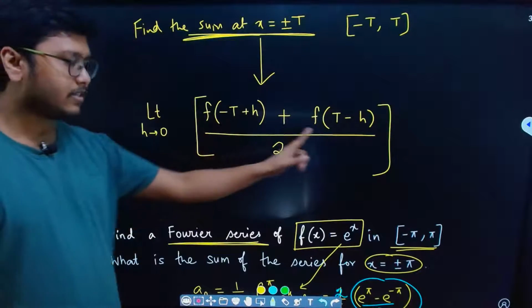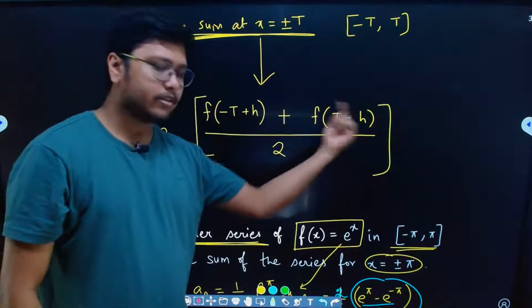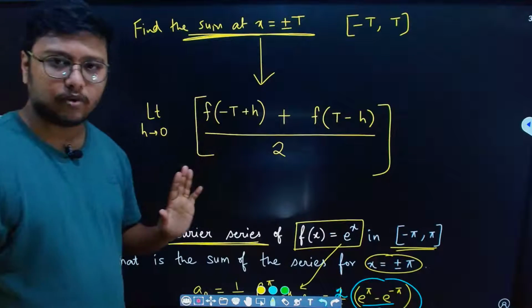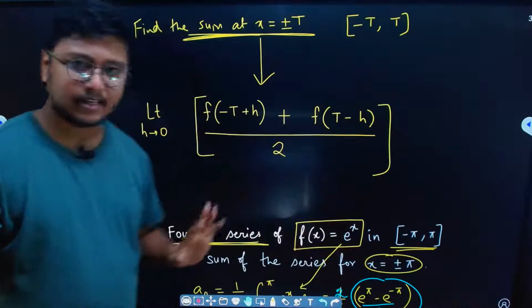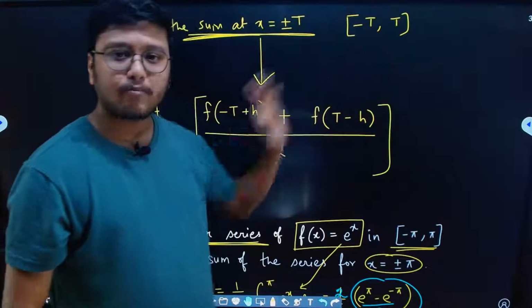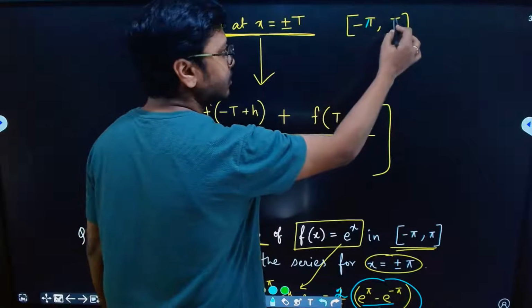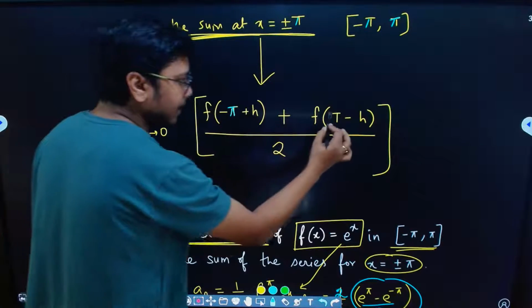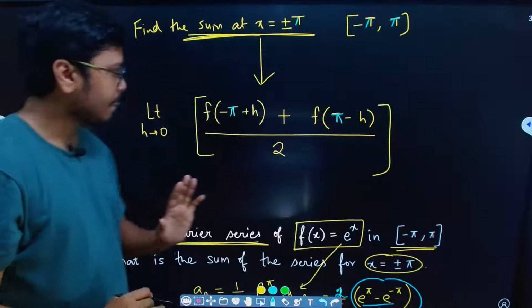So this is the working formula: the average of the function values just on the right side of minus t and just on the left side of t, where h tends to 0. I will use this formula in this question. In this question I have minus pi to pi instead of minus t to t, so instead of t I will have pi.